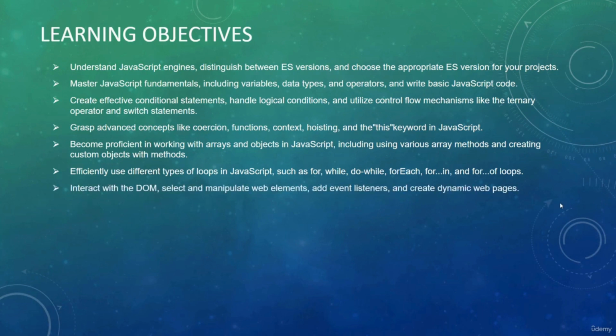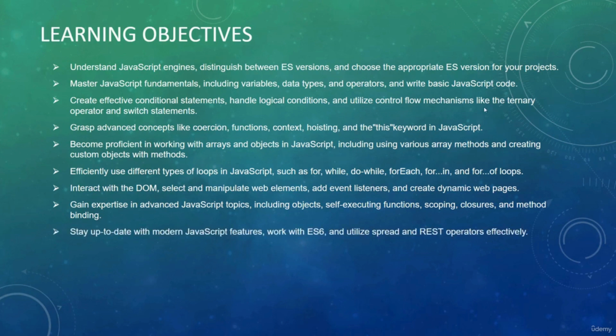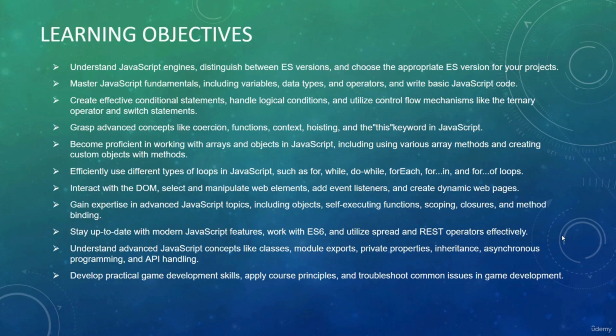You will be able to interact with the DOM and manipulate web elements using DOM elements. At the end of this course, you will be able to work with objects, self-executing functions, scoping, closures, and method binding. You will also be able to work with APIs. You will learn how you can handle APIs and how you can do asynchronous programming. And at the end, we will make a small game.